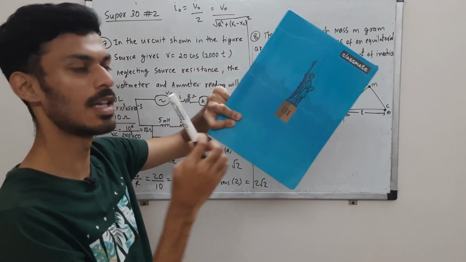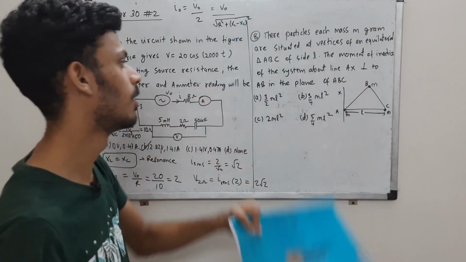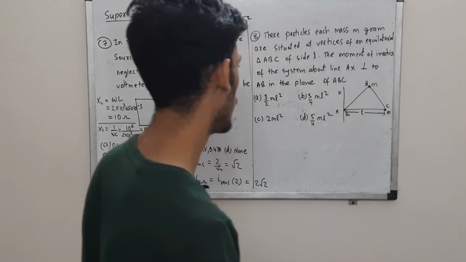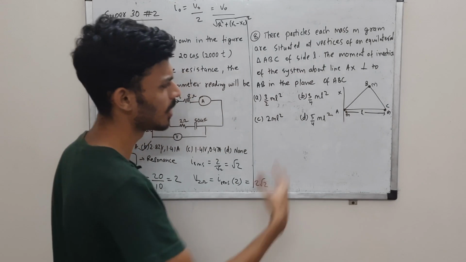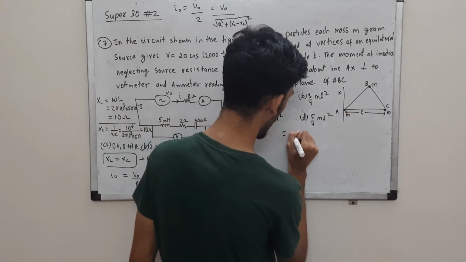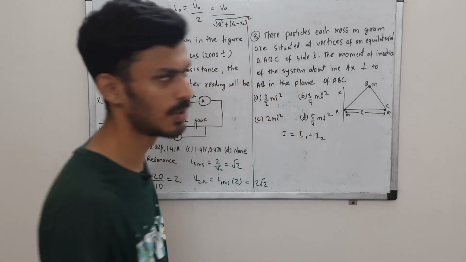It's in the same plane, it's not perpendicular like this, it's perpendicular in the same plane. So it's in the same plane as that of the triangle. You're supposed to find the moment of inertia about this line AX. Now you can see that these are discrete masses, so moment of inertia will be basically I1 plus I2, the sum of the moment of inertia due to individual masses.